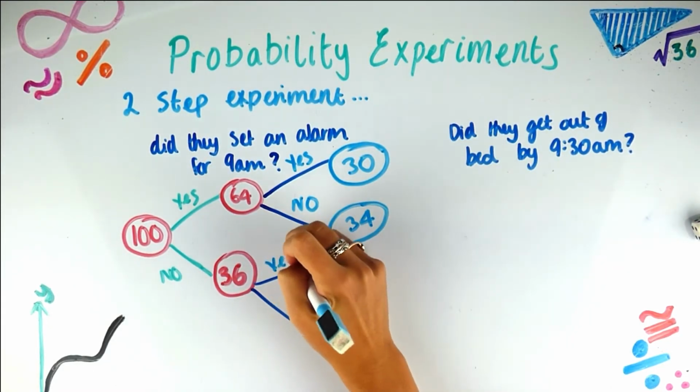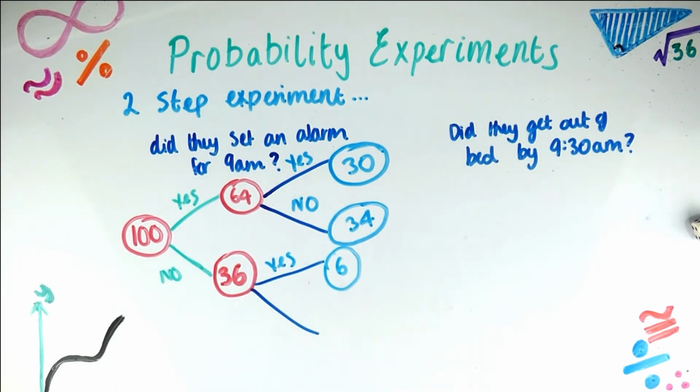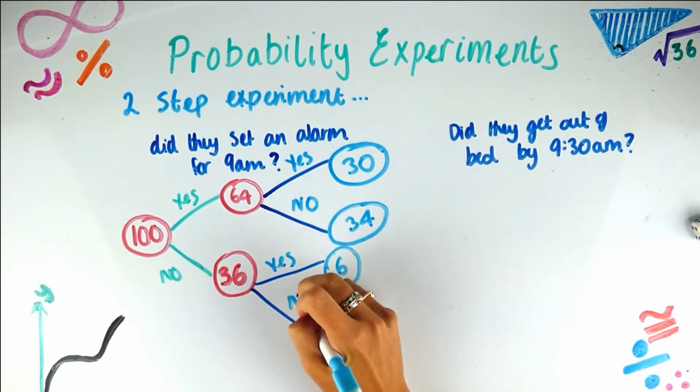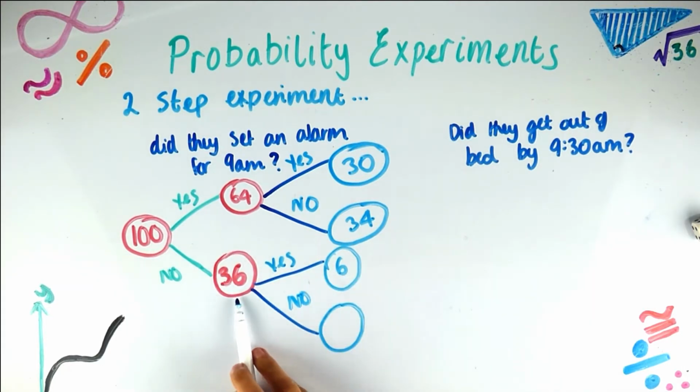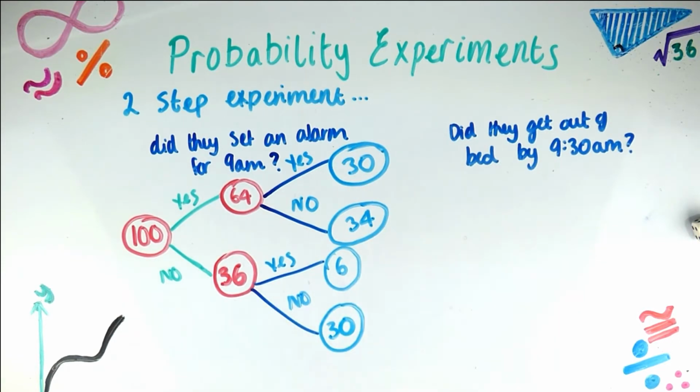What about if we look at the yes here and we say 6? These are the people who didn't set an alarm, and we've got 6 of them who just got out of bed before 9:30 anyway. And then saying no, again, it's not out of 100 now, we're up to 36 that didn't set an alarm. So that is going to be 30 there. So that is how a tree works if you have a 2-step experiment.